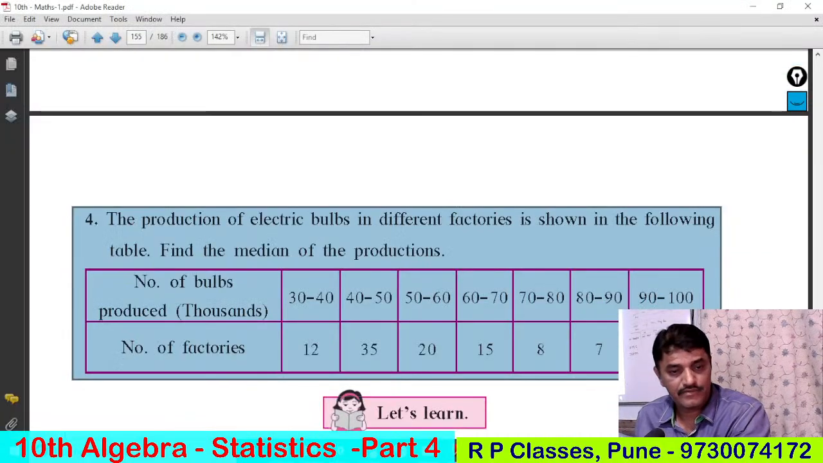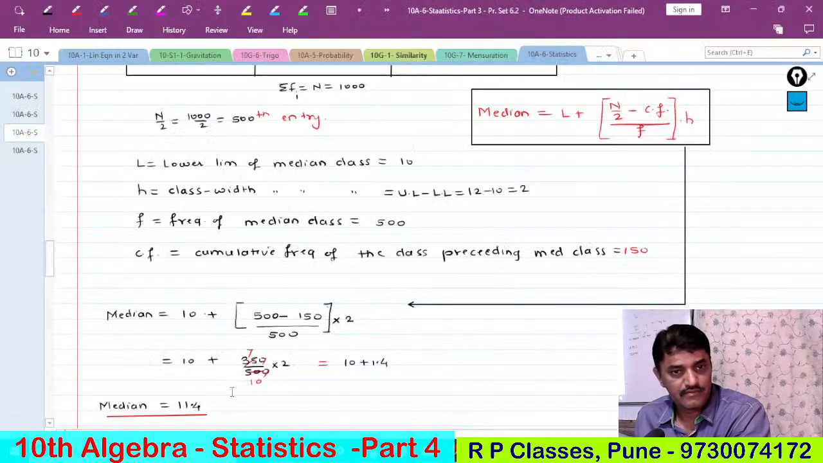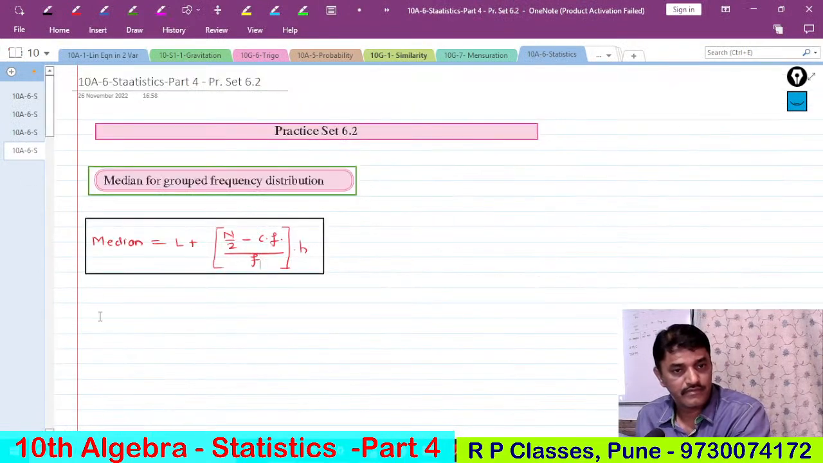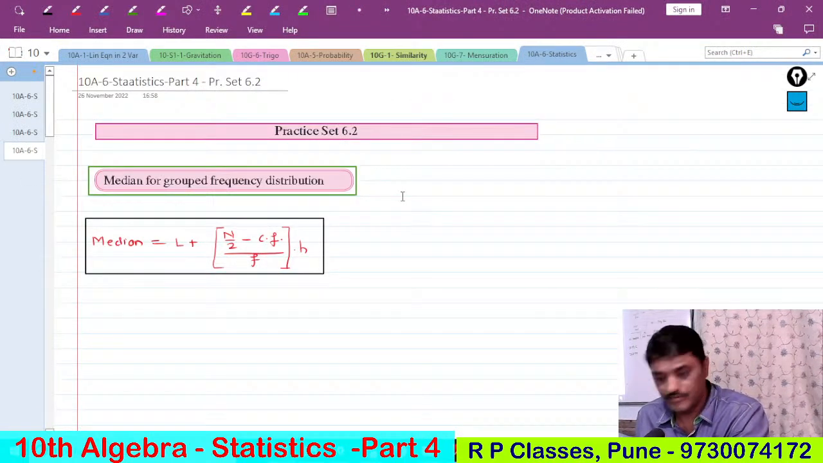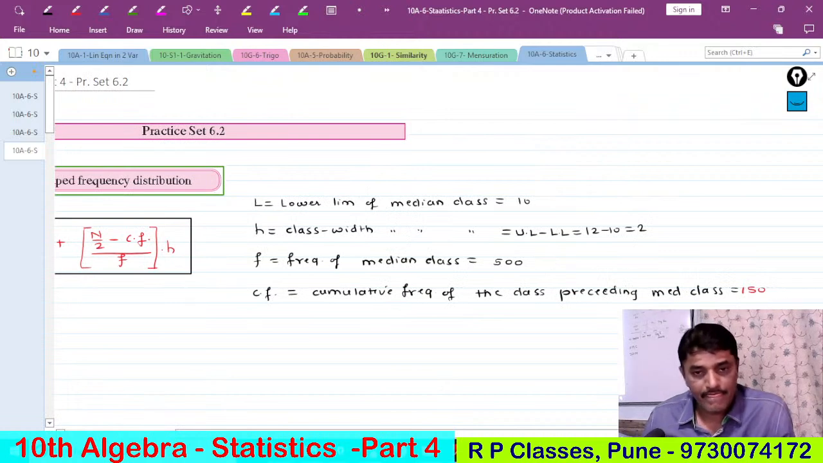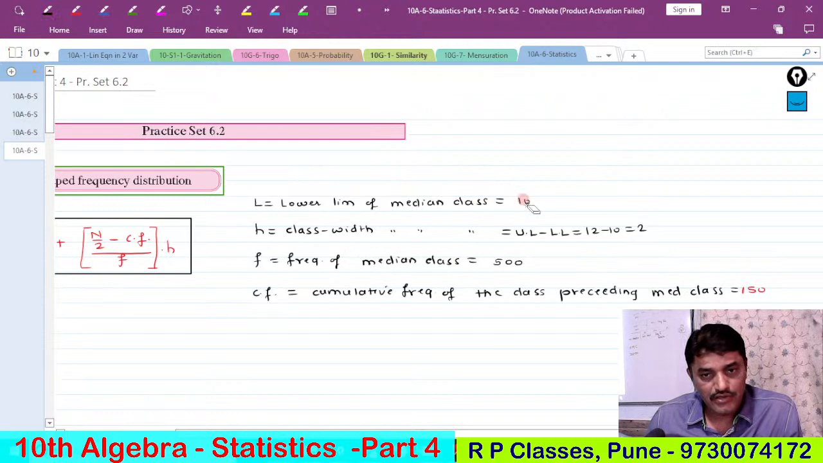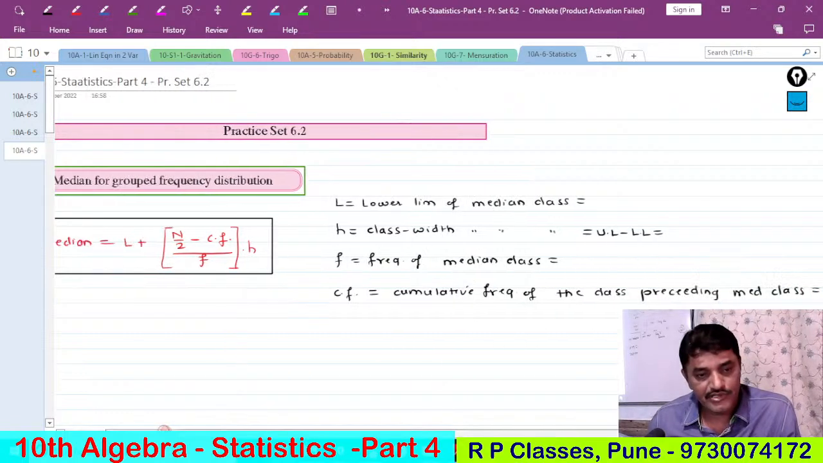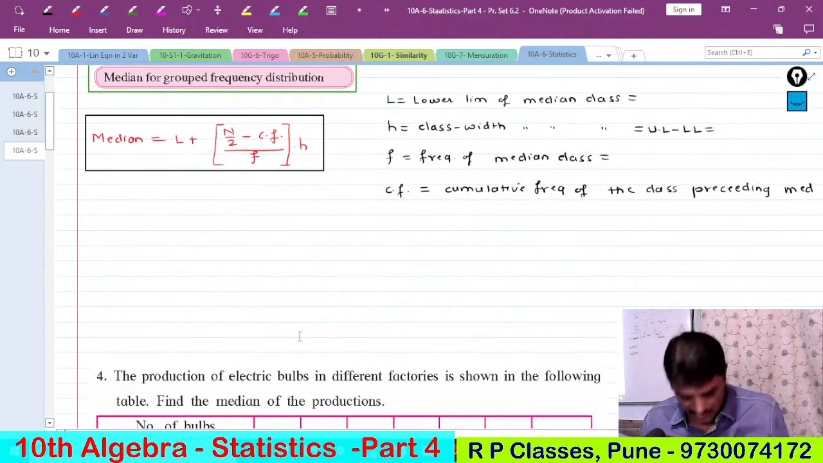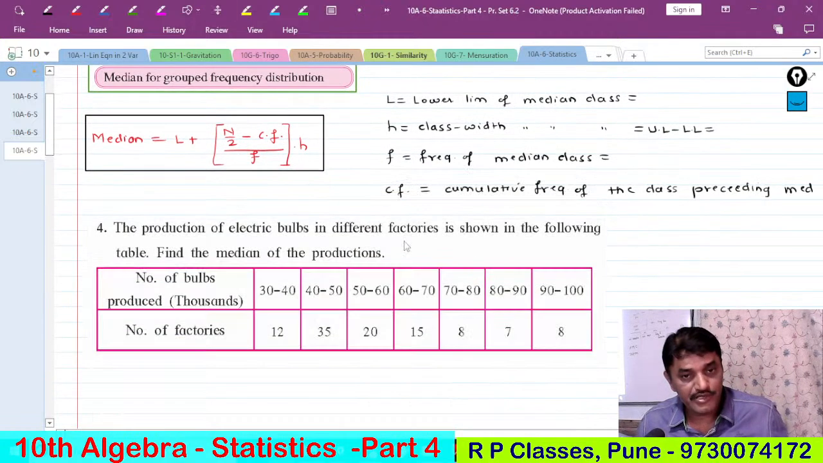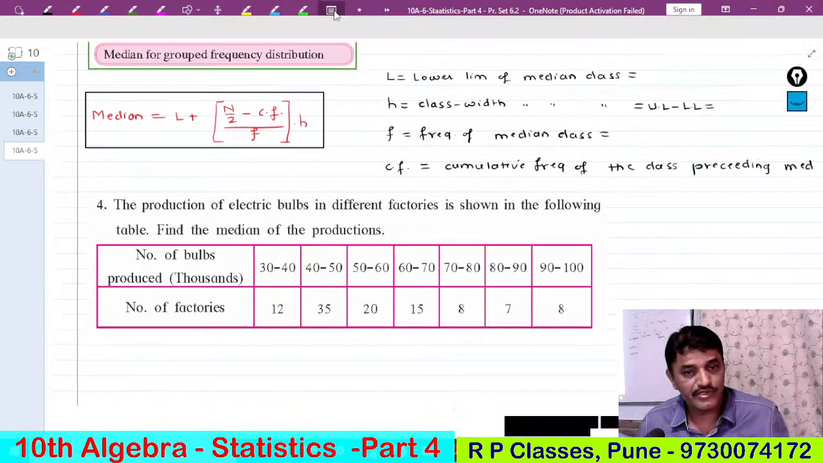Here are the details of the formula. Now L is the lower limit of the median class, H is the class width, F is the frequency of the median class, and CF is the cumulative frequency of the class preceding the median class. We have to use this formula, and we will solve this question now. Okay, let's get going with this.